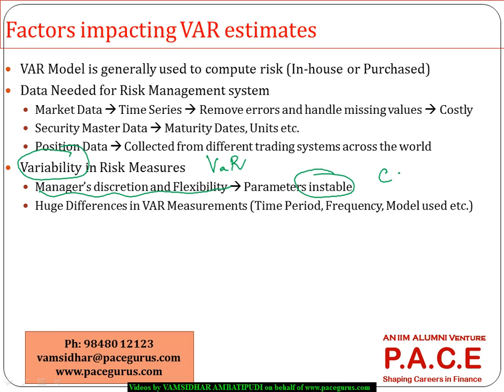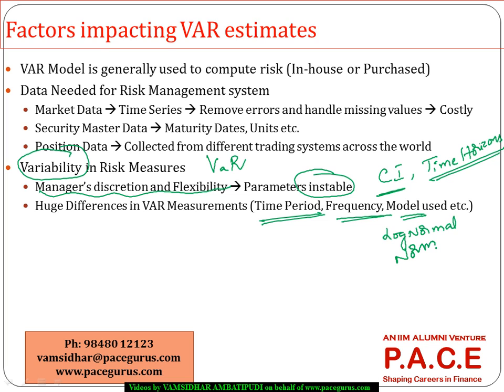So the confidence intervals get affected, the time horizons get affected, which means the VAR computation also gets affected, because I can use any confidence level, I can use any time horizon, so two different people can compute two different VARs altogether, although the underlying risk is the same. So that is one thing that can impact the result. And the measurement also: the data that we are taking, the time period, the frequency, the formula, the distribution. Should I assume that the prices follow a log normal distribution or a normal distribution?